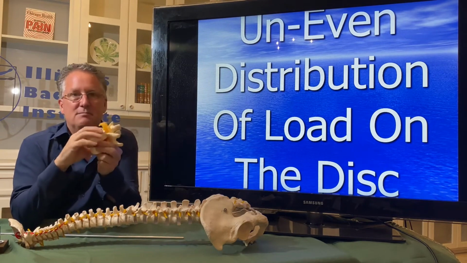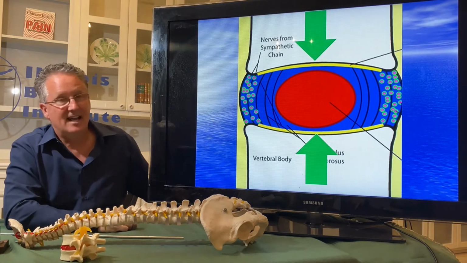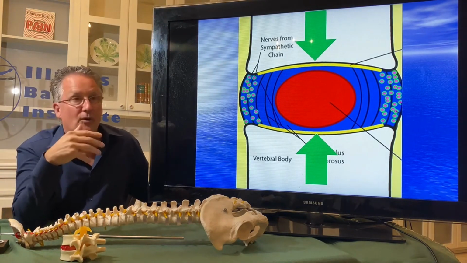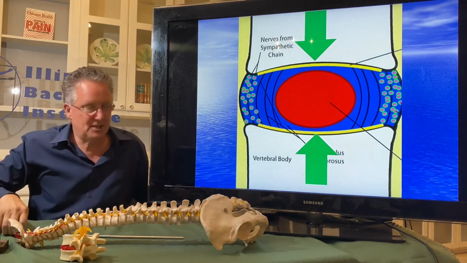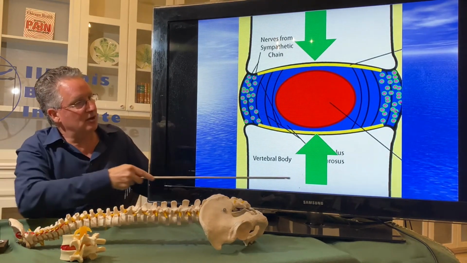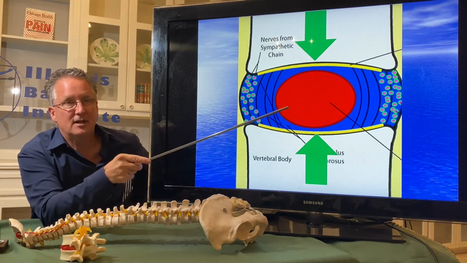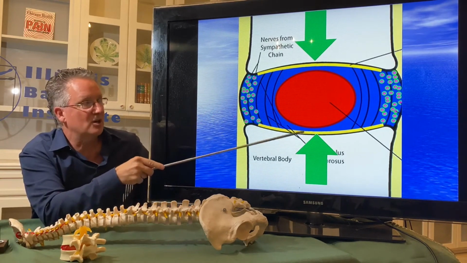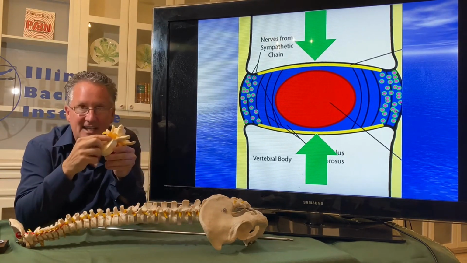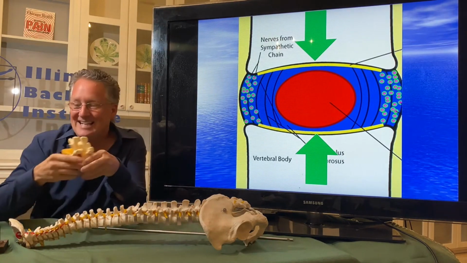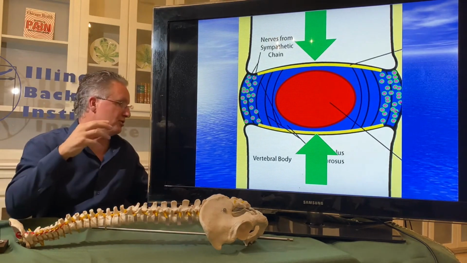How is the disc being loaded? What are your everyday activities that are maybe overloading it or in some cases underloading it, where you're taking the pressure off? But it's the distribution of the load. When the load goes directly through the center, the disc is like a jelly donut. The distribution of the load is even in all directions. You want it even in all directions. It's the uneven load that starts to cause you the trouble.